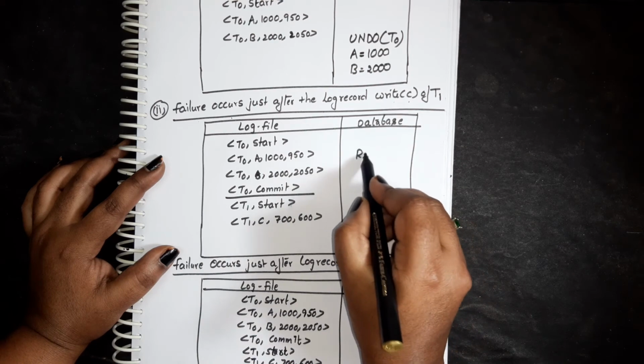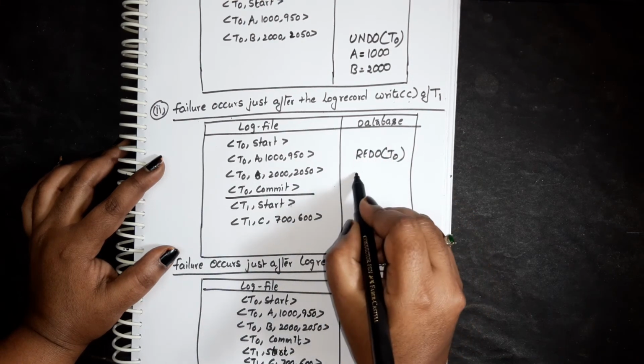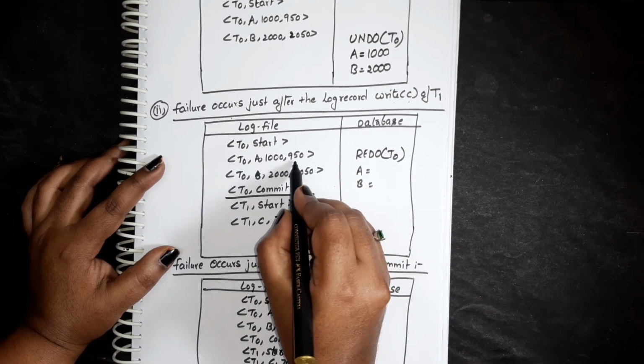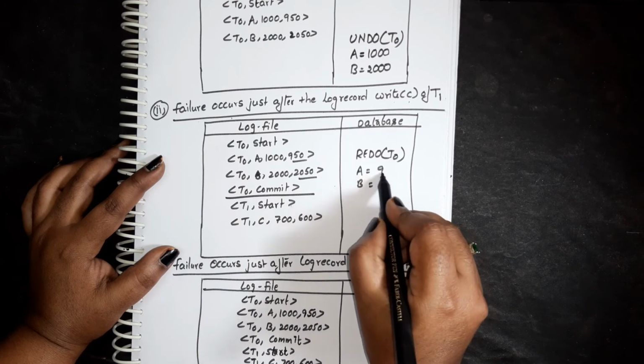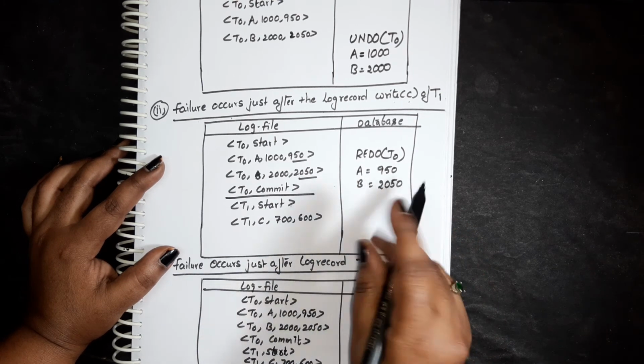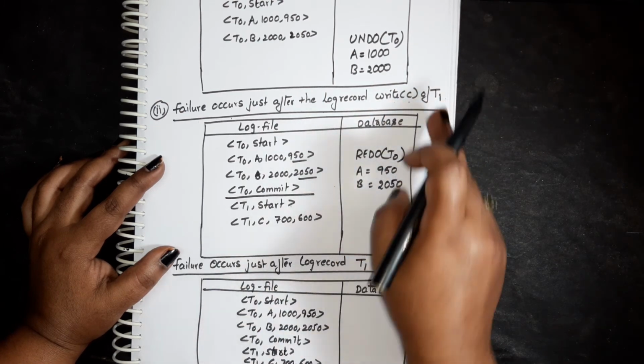So you are going to redo which transaction? The T0 transaction. Then you are going to restore the values of A and B with new values. The A value is 950 and the B value is 2050. Likewise, after write of C the transaction fails.